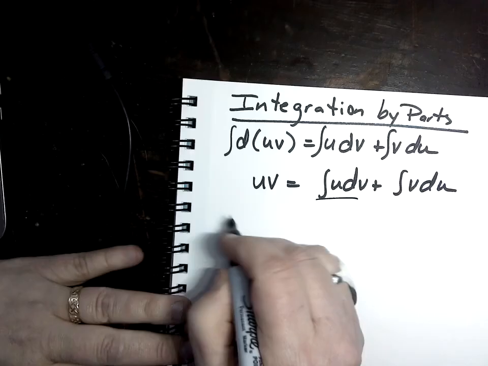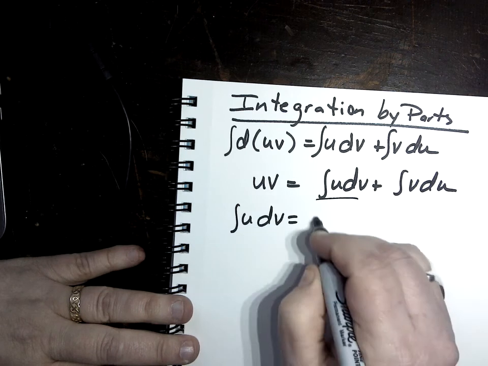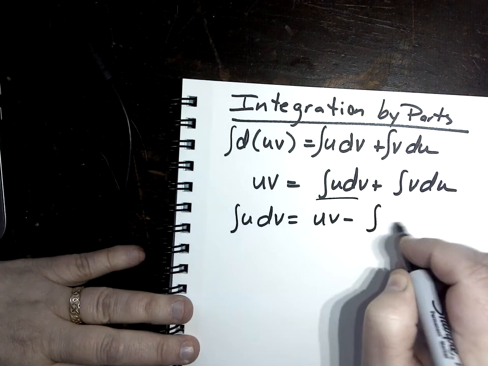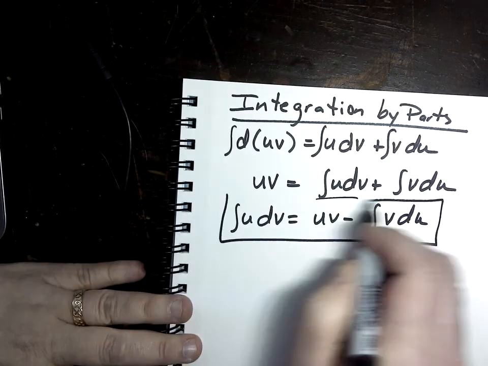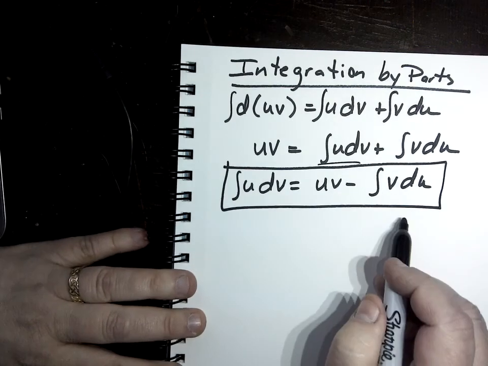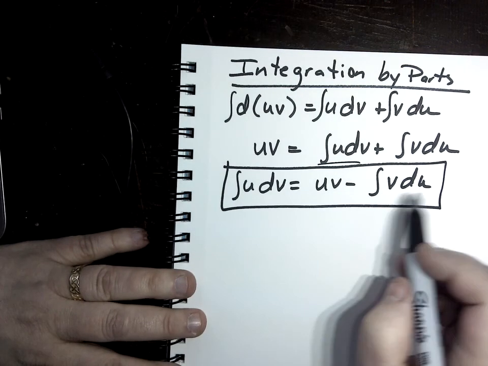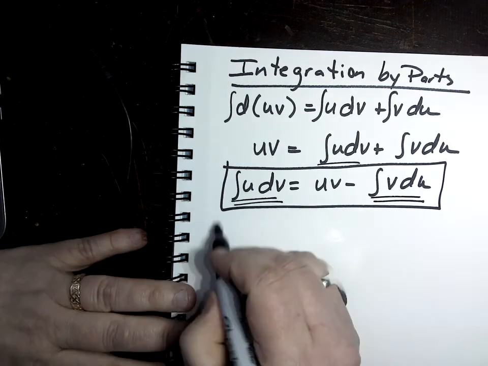I'm going to solve for this. So the integral of u dv is equal to uv minus the integral of v du. And that's the formula we want to keep in mind. Now you may ask yourself, why on earth would I do this? Well, the hope is that this integral is easier to do than this one. So let me look at an example here.